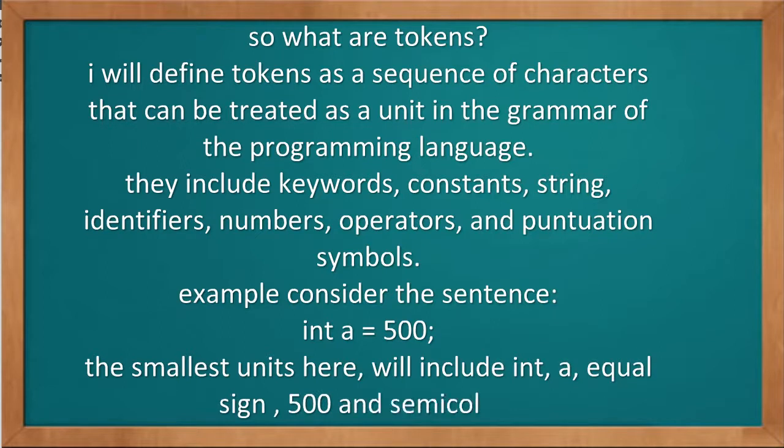These are the units of our programming language. So we need to break down our script into tokens, and then we'll start merging them into meaningful sentences. For example, consider the sentence int a is equal to 500, semicolon. So the smallest units here will include int, a, the equal sign, 500, and semicolon. So these are the tokens in this file.